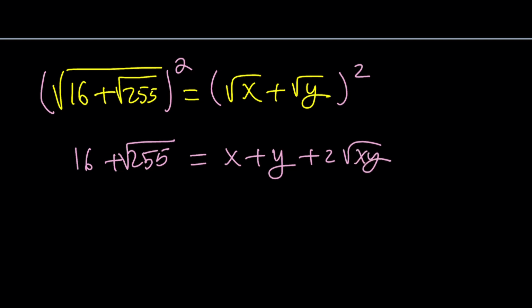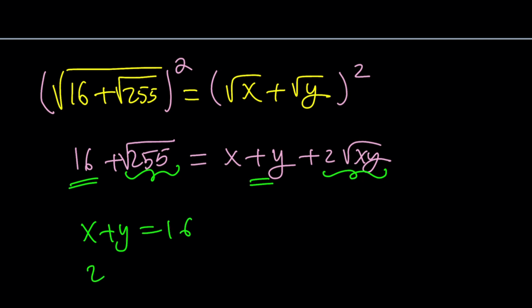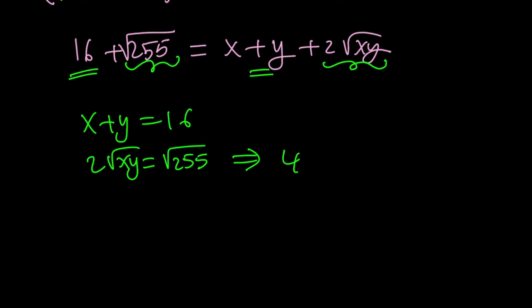Now we're going to compare rationals with rationals and irrationals with irrationals. This is irrational, so this must equal this, and this must equal this. Get it? X plus y equals 16. That was easy. And 2 root xy equals square root of 255, which of course can be simplified by squaring both sides like this, okay?